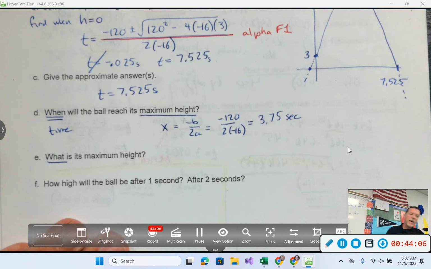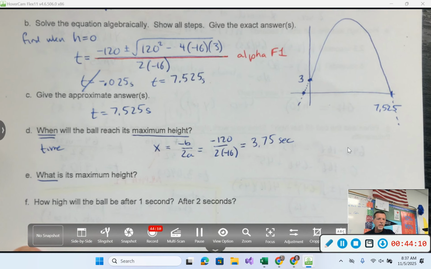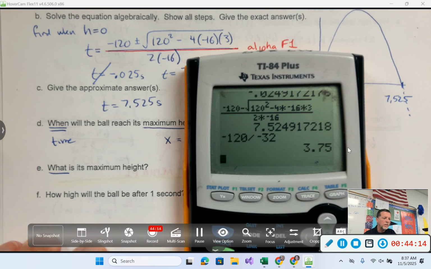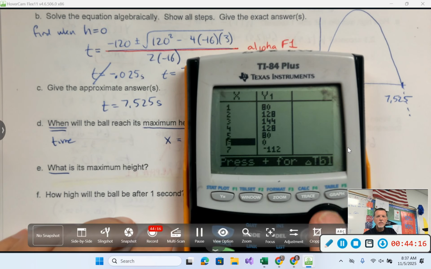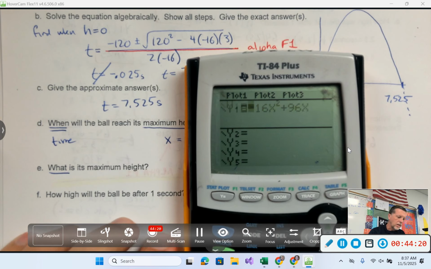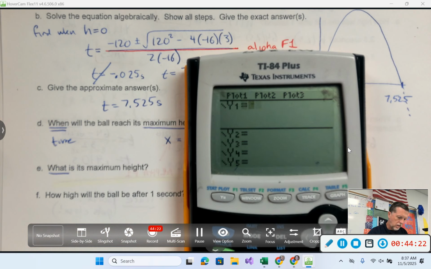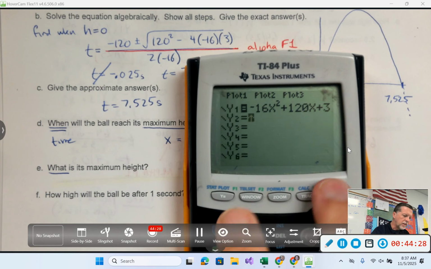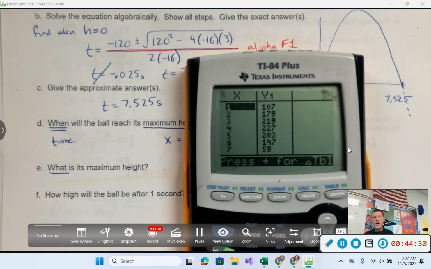When, that's a time, so we found that. What is the actual height? So how do I find the height? Plug in 3.75. And that's the weird one, so that won't show up on the table. Right? So it's somewhere in between. Oh, I don't think I put this one in even. Negative 16x squared plus 120x plus 3. So the table's not going to help me because 3.75 is not on the table.